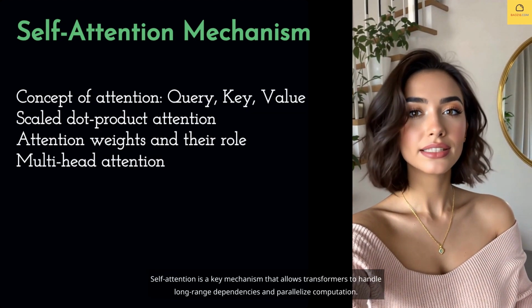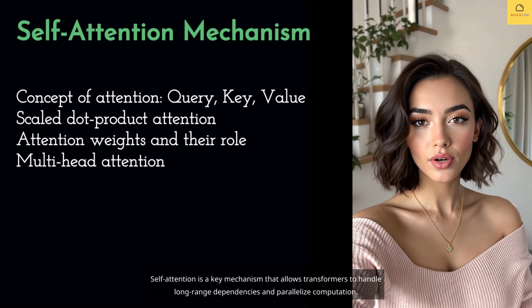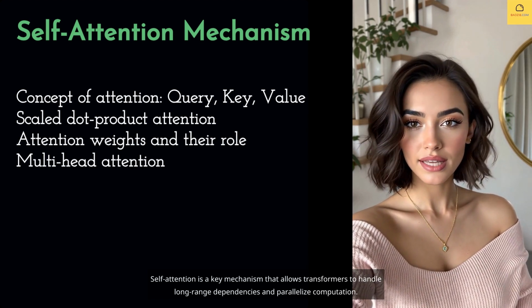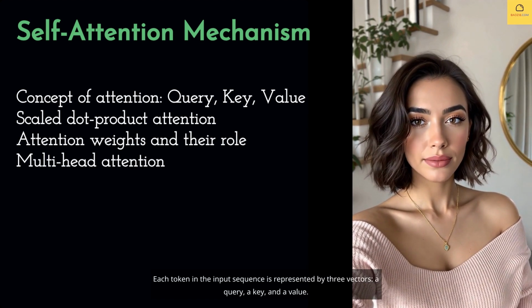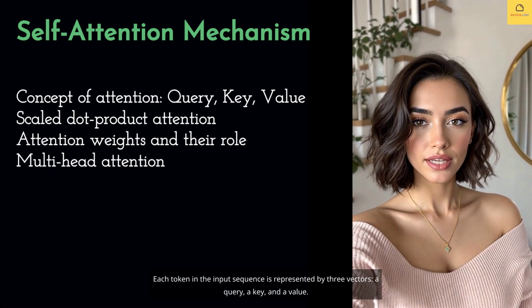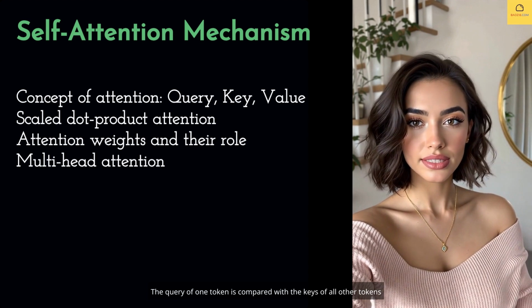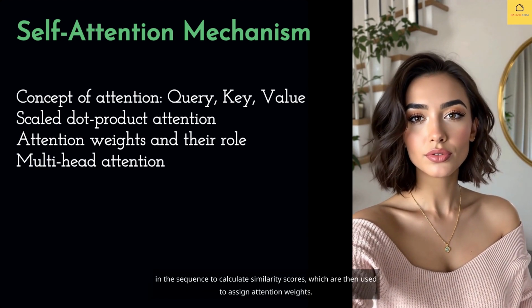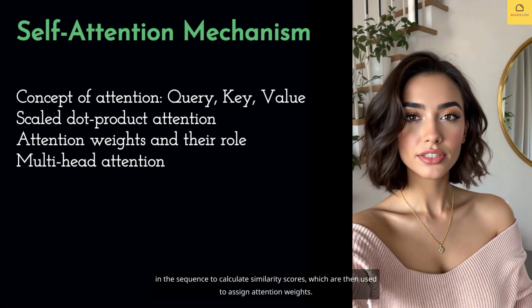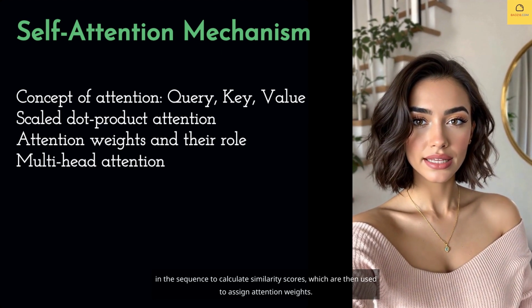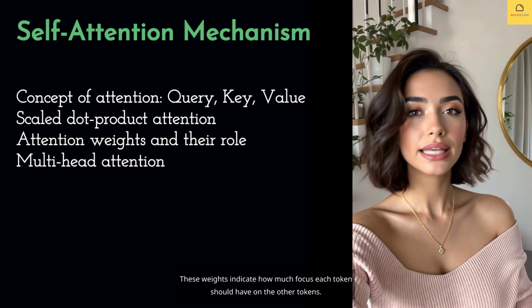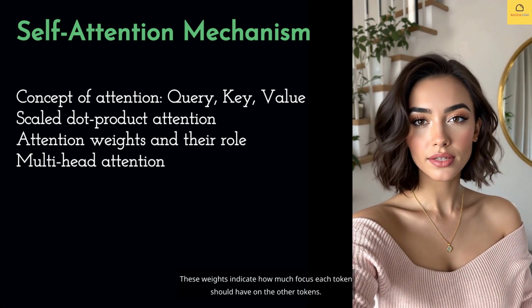Self-attention is a key mechanism that allows transformers to handle long-range dependencies and parallelize computation. Each token in the input sequence is represented by three vectors, a query, a key, and a value. The query of one token is compared with the keys of all other tokens in the sequence to calculate similarity scores, which are then used to assign attention weights. These weights indicate how much focus each token should have on the other tokens.